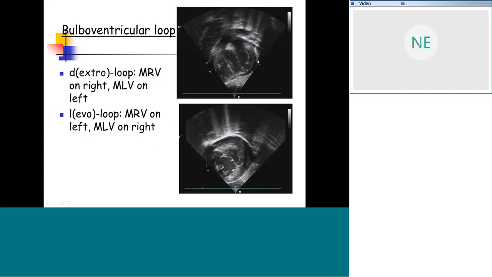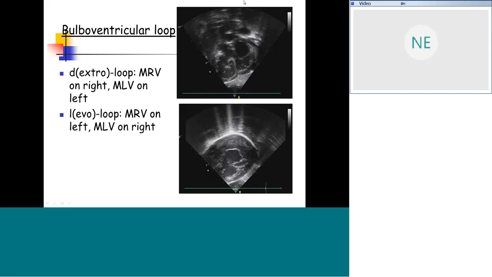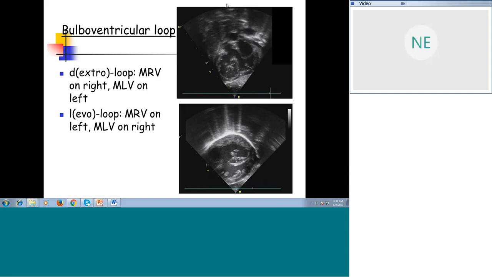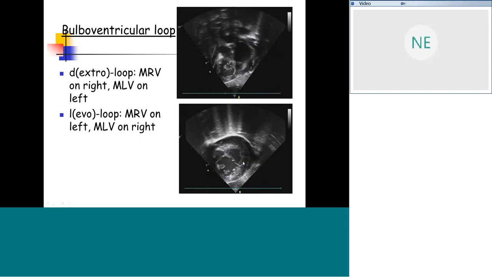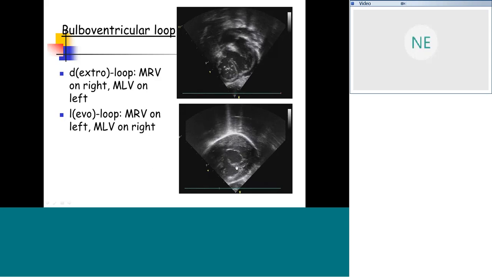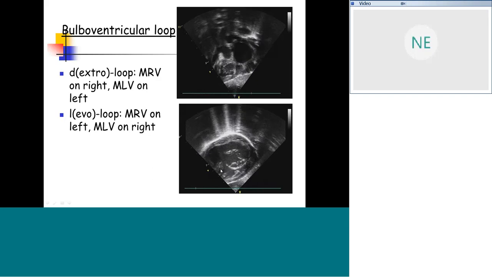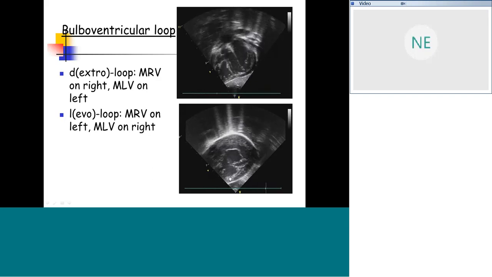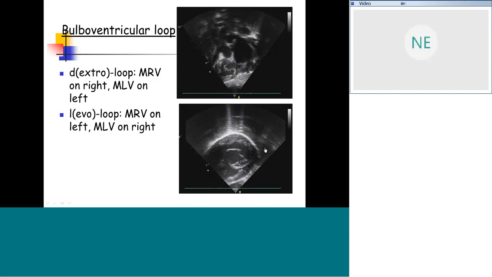The D-looped ventricle is normal, and in the other figure, the morphological left ventricle is on the right of the morphological right ventricle. Here we can see the AV valve which is hugging the septum is on the left side. This is more coarse, and the ventricle which is on the right is more smooth-walled. This is the left ventricle. So this is called levo loop or L-looped ventricles. So we can have a D-looped ventricle or an L-looped ventricle.